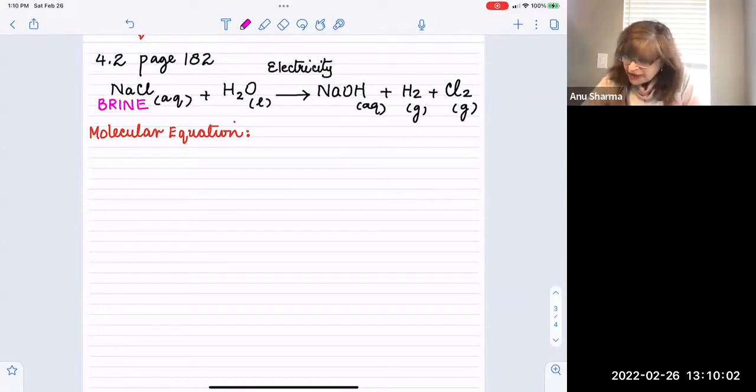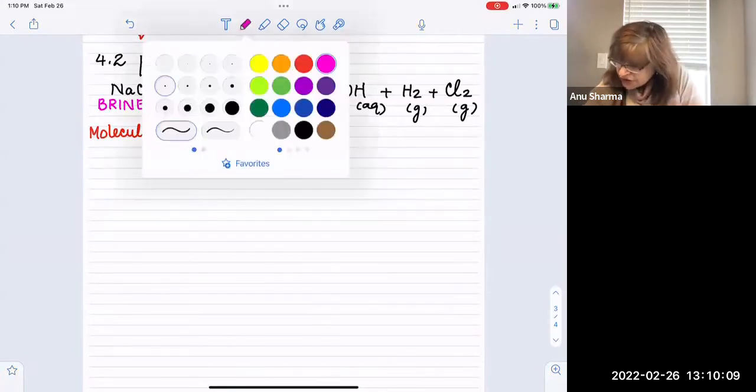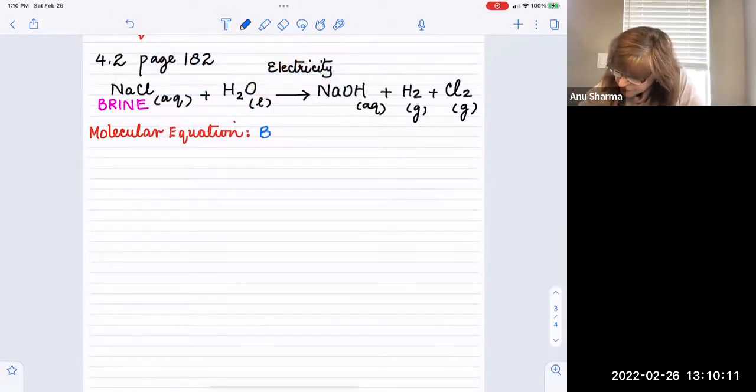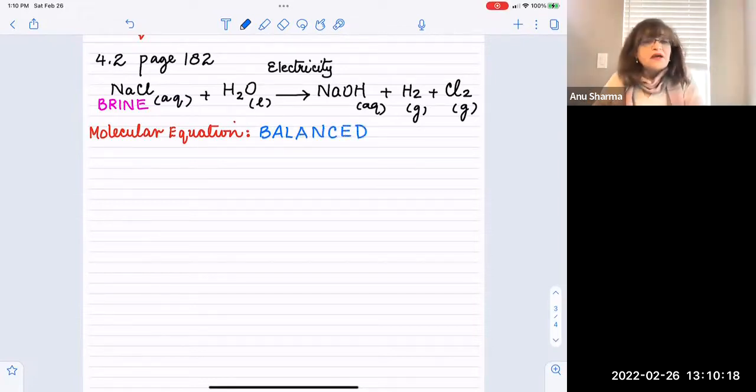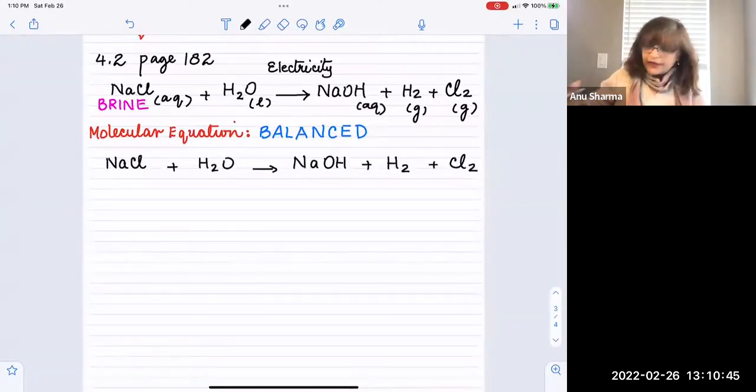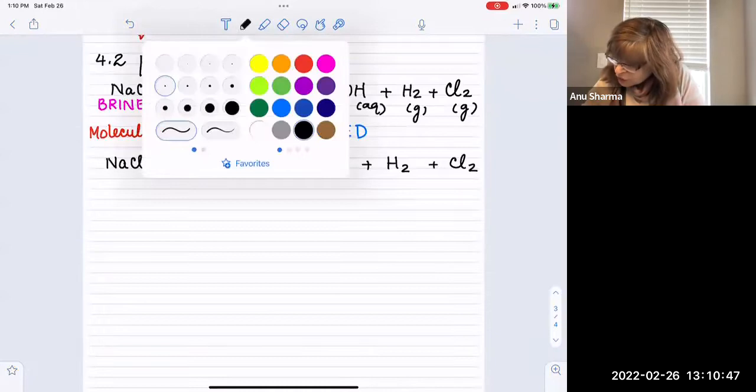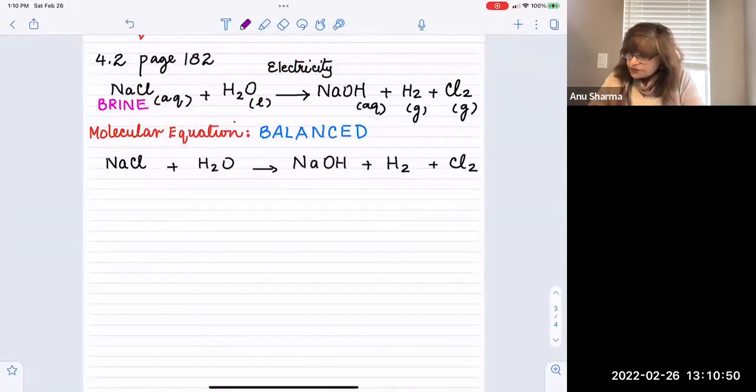So now the question is, what is the molecular equation? The molecular equation is what you have written right now, what you see, but we have to make sure that it is balanced. So always, always, always check for balancing the equations. Okay, so let's write down a balanced equation. I have removed the subscripts, which are the aqueous, liquid and gas labels, because we just want to focus on balancing first. And it's a matter of space.